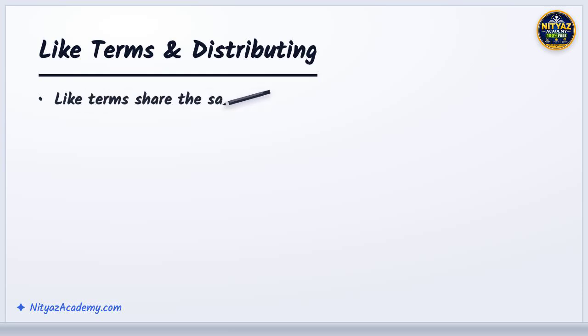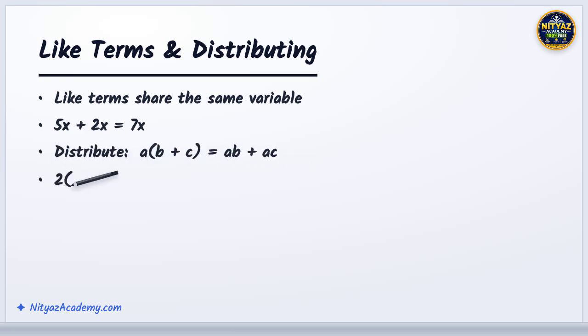To simplify, combine like terms with the very same variable. 5x plus 2x is 7x. But 3x and 3x squared are not alike, so leave them apart. The distributive property clears parentheses. a times the quantity b plus c becomes ab plus ac. So 2 times the quantity x plus 4 equals 2x plus 8.